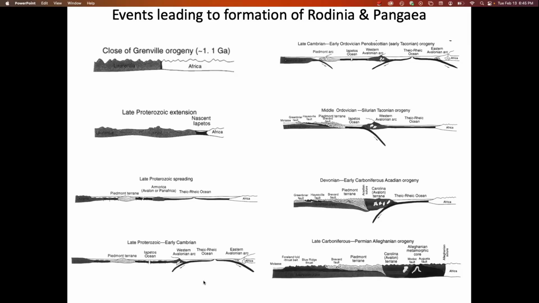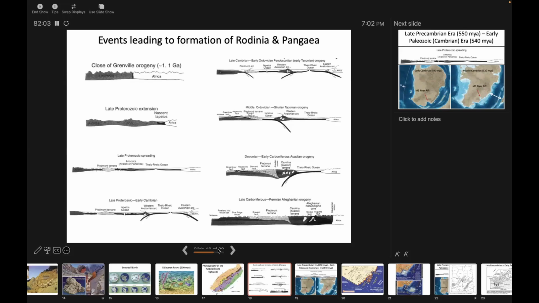So this is a diagrammatic view going over the span of more than 500 million years from the Rodinia Grenville orogeny on the upper left to the late Carboniferous Permian Alleghanian orogeny, which formed Pangea in the lower right. We're going to break this into its components and walk it through so that you'll understand it better.